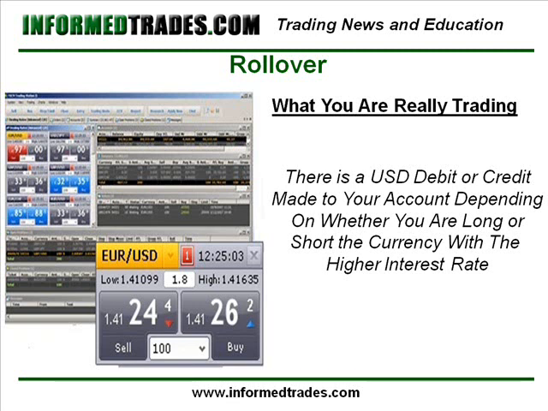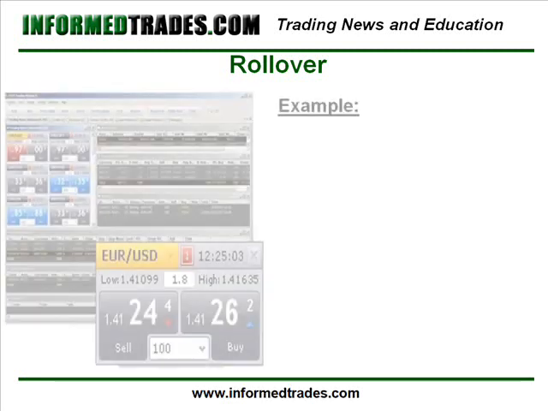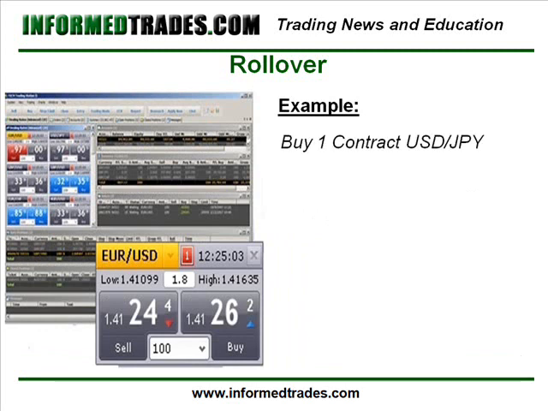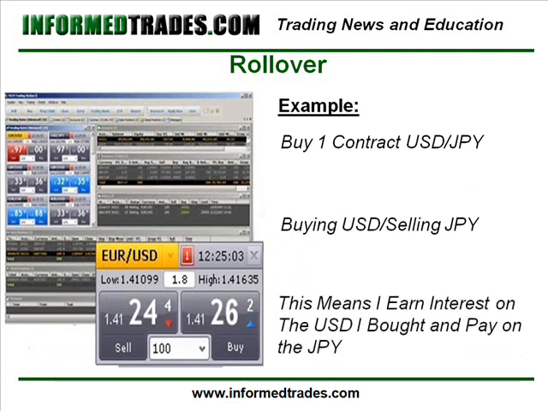As with most other transactions which involve holding or borrowing money, trading currencies also involves an interest payment or credit depending on whether you are the holder of a currency or the borrower of a currency. What this means is that if I buy dollar-yen, which means I have bought US dollars and sold Japanese yen, then I earn interest on the US dollars I have bought and pay interest on the Japanese yen that I have sold in order to buy those US dollars. The reason for this is technically what I'm doing when I sell a currency is borrowing that currency and then exchanging the borrowed currency for the equivalent amount of the currency that I'm buying.